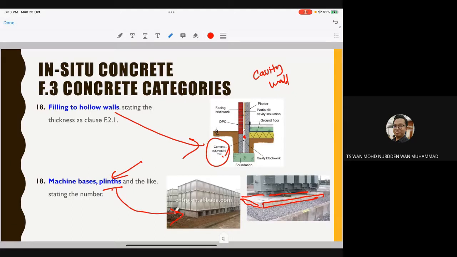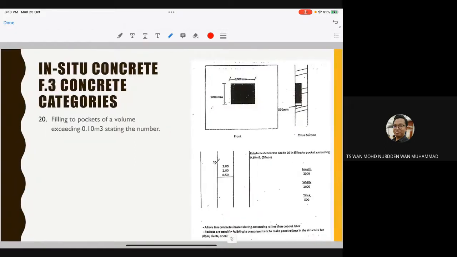So kita kena state numbers. Okay, this is concrete category lah. 20, filling to pockets of volume exceeding 0.1 meter cube, setting the number. Okay, pocket tu katakanlah kita ada buat this kind of hole lah ataupun pocket lah. Dia tak cukup hole sebab dia tak tembus kan, dia ada pocket macam ni.